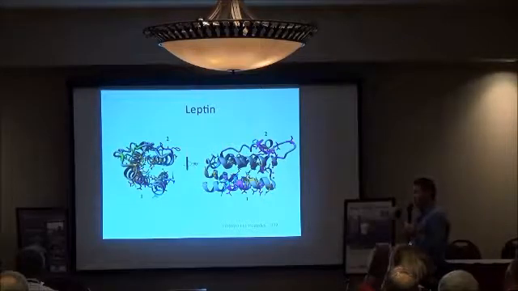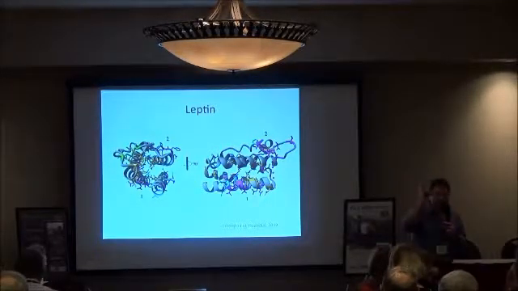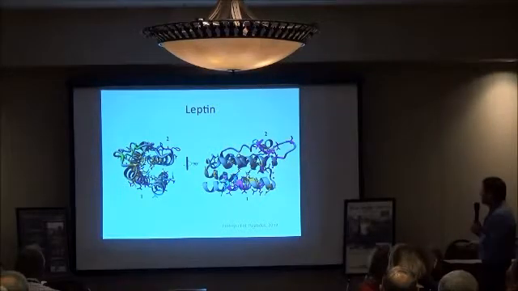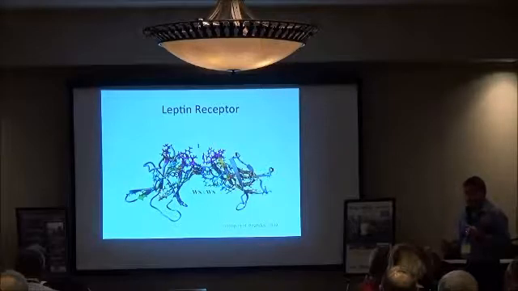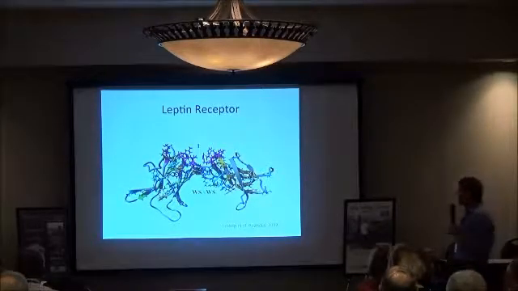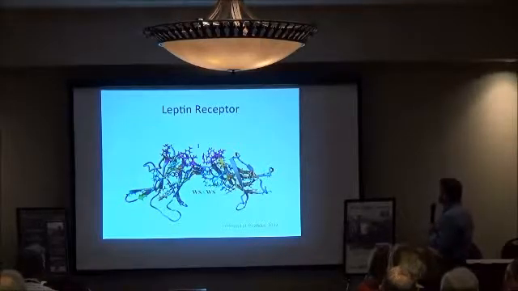So leptin is made in the fat, and it cruises around the body looking for some other protein to play with. And the one it plays with is called leptin receptor. A lot of hormones have a receptor. So this is the shape of leptin receptor.